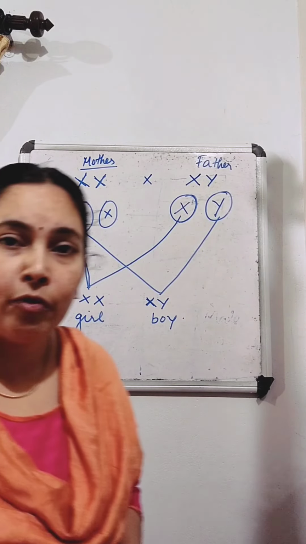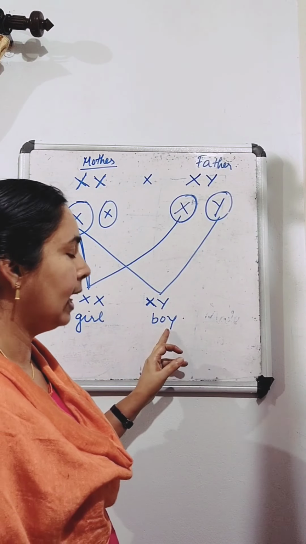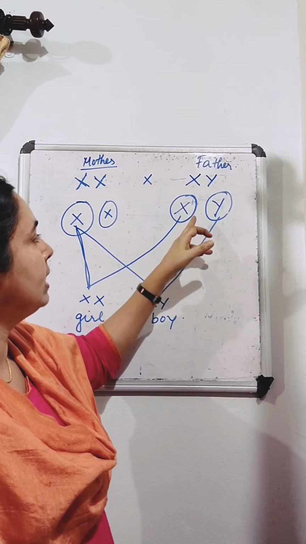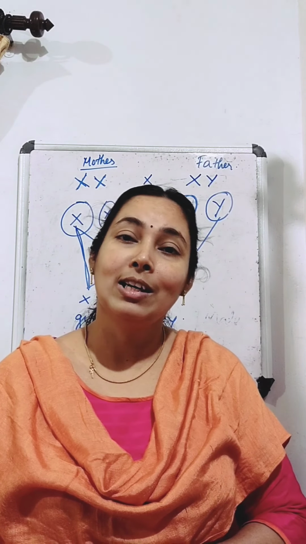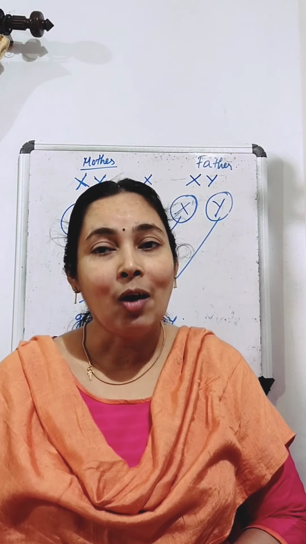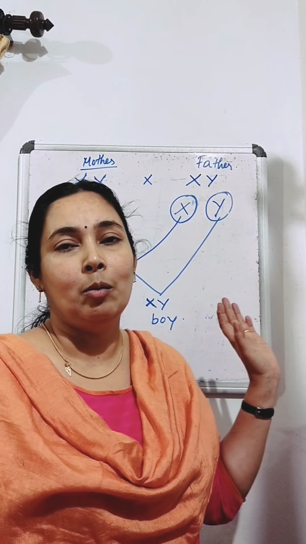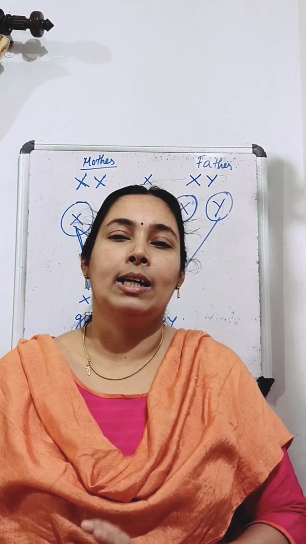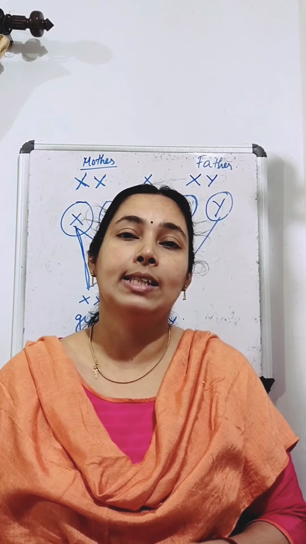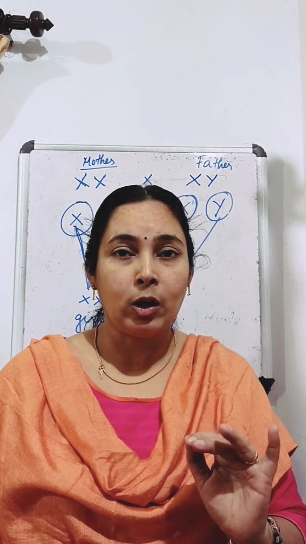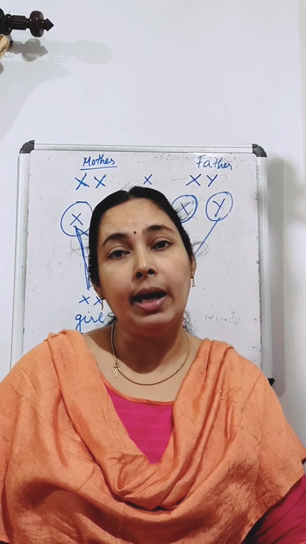Okay. So if a sperm with Y chromosome fuses with an egg, that child will be a boy. If a sperm with X chromosome fuses with the egg, then that child will be a girl. Is it clear? So now you know that the sex chromosomes of the father determine the sex of the baby. It is not the mother. The mother always produces the same kind of egg. So it is the sperm that determines the sex of the baby. If that sperm has Y chromosome, the baby will be a boy. And if that sperm has X chromosome, then the baby will be a girl.